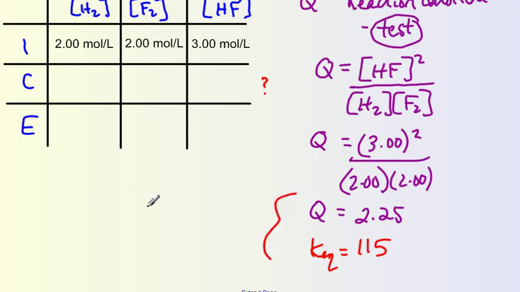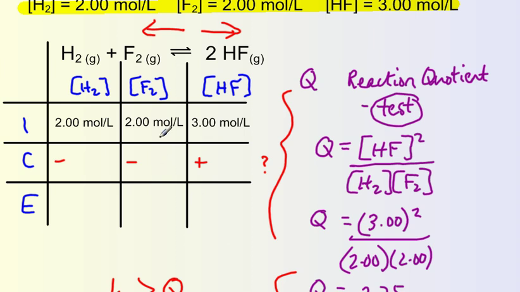So, what has this test told us? KEQ is bigger than our Q value. So in order to reach equilibrium, this value needs to go up. It's got to go up from 2.25, where it is, to 115. If we need to increase this value, that means we need to increase the amount of HF that we've got, make our numerator bigger, and our denominator a little bit smaller. So it's going to tell us the direction that the reaction is going to go. In order to make this fraction bigger, we need more HF, and we need less hydrogen and fluorine. This is the thing that makes this question different from previous ones: we need to do this little test to help us see the direction the reaction is going to take.